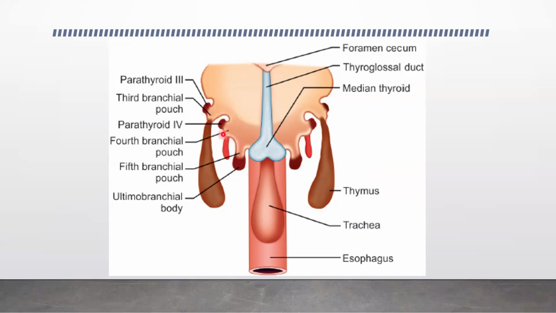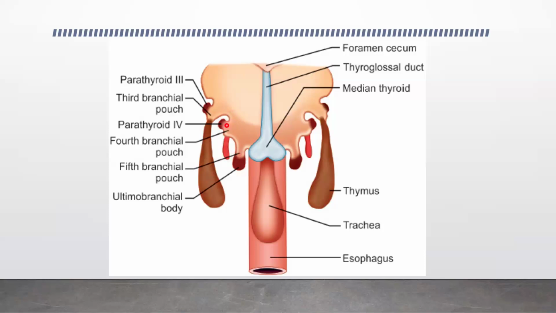This is a fourth pouch. So the third pouch will give us, it divides, we now have the ventral aspect. This is the ventral aspect, the thymus, and this is the dorsal aspect. As it's migrating downwards, it migrates together with the inferior parathyroid gland. Then you can appreciate this is now the fourth pouch. This is the superior parathyroid gland, and this is the ultimobranchial body.